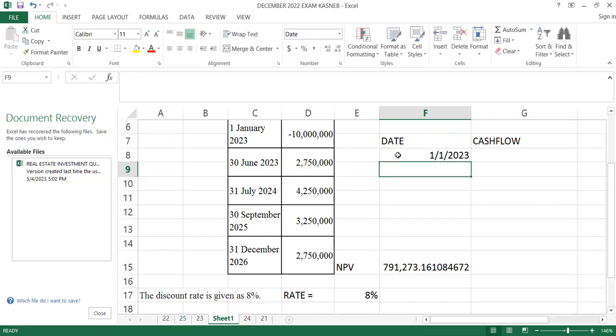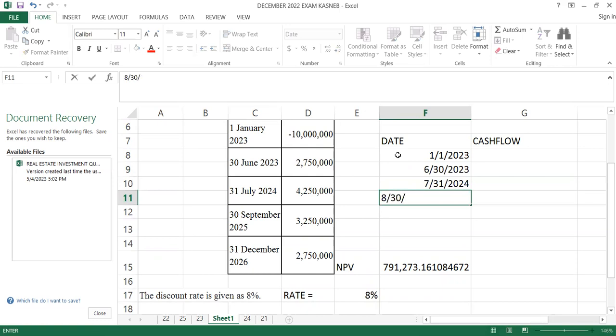But for the next one, we start with the month, which is 6. June is 6. The date is 30th. Then we have 2023. Next is 31st July. We start with July, which is 7, 31st, then 24. Next is September 30th. September is 9. Then we have 30th. Then we have 25. Next is December 31st, 2026. December is 12th. We have 31st here. Then the year, which is 26. That's how we do it.